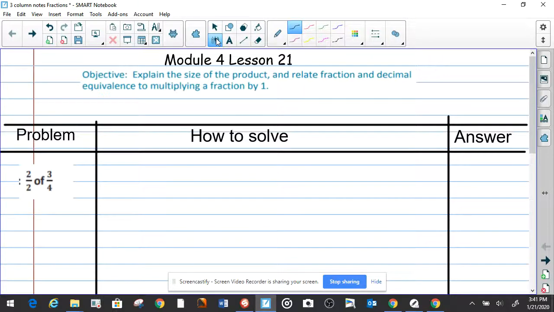What are we doing today? Well, the objective is to explain the size of the product. And remember that the product is the answer of a multiplication problem. Okay? So that's what the product is. And we're going to relate that fraction and decimal and their equivalents to multiplying a factor by 1. Okay, let's see what that means.